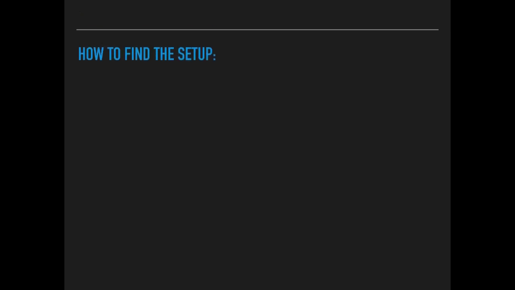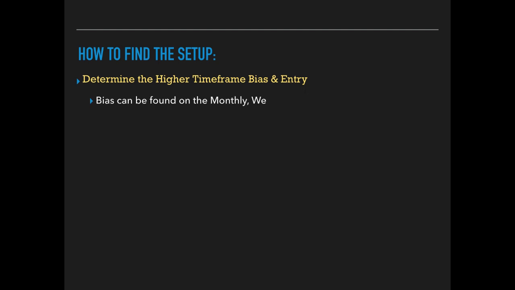All right, so first what you want to know is how to find the setup, right? What to look for. So what you're going to do is go to the higher time frame, determine the higher time frame bias, and then your entry. Now the bias can be found on the monthly, the weekly, or the daily chart, depending on how long you expect to hold the trade. Okay, it could be position trader, long-term trader, swing trader. That's going to depend on whether you're looking at the monthly, weekly, or the daily for the bias.